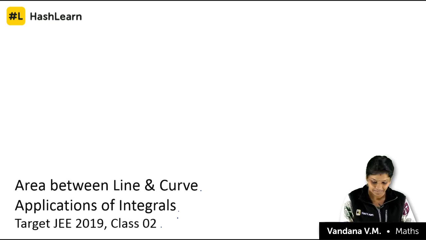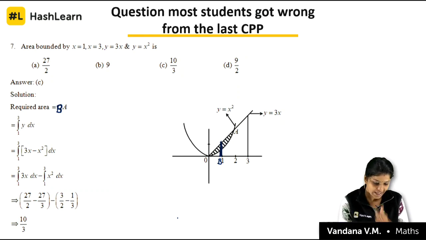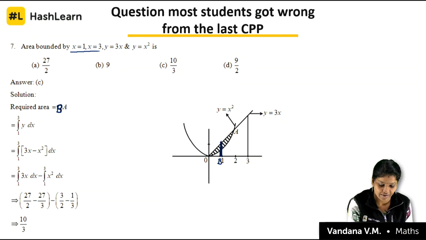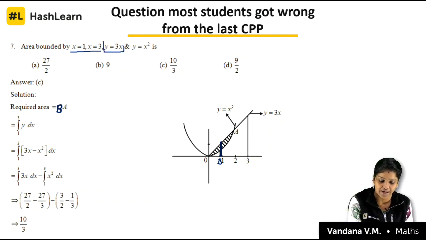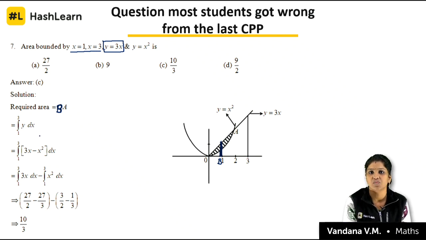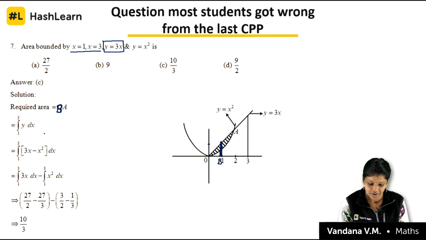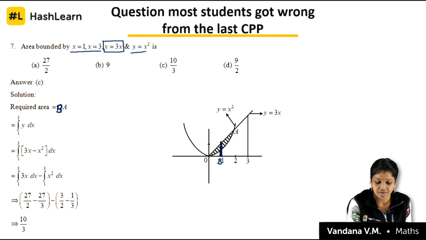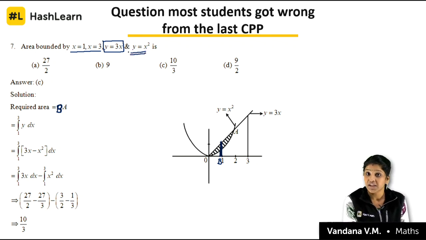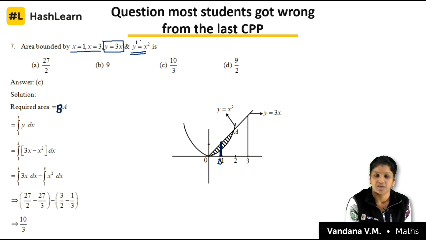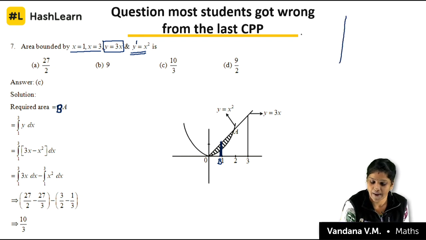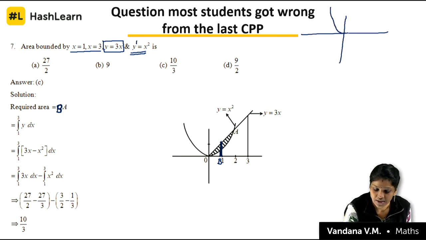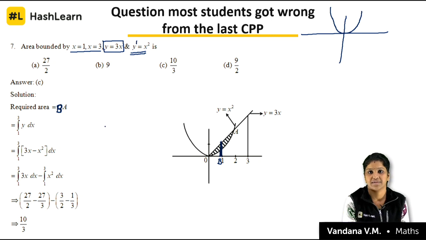Here goes your question. The area bounded by x is equal to 1 and x is equal to 3, y is equal to 3x. Y is equal to 3x means what? Both are linear. So that means I understood it as a line equation. And y is equal to x square. Which is linear here? Y is linear. The parabola they gave is symmetric along the y axis.